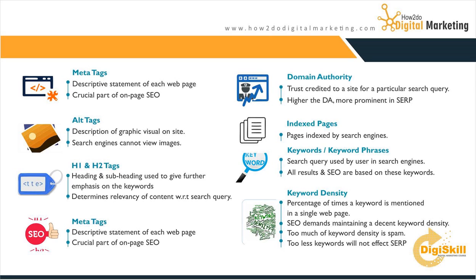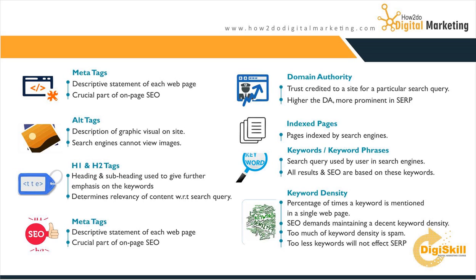Keywords and keyword phrases are essentially the search queries. So flight tickets to London is something that I have typed in the Google search bar. So that becomes a keyword phrase. Tickets is a keyword. Flight tickets to London is a keyword phrase. And all results in SEO are based on phrases. So you need to make sure that you understand what your customers are searching for, and look at creating your content based on what your customer is searching for.